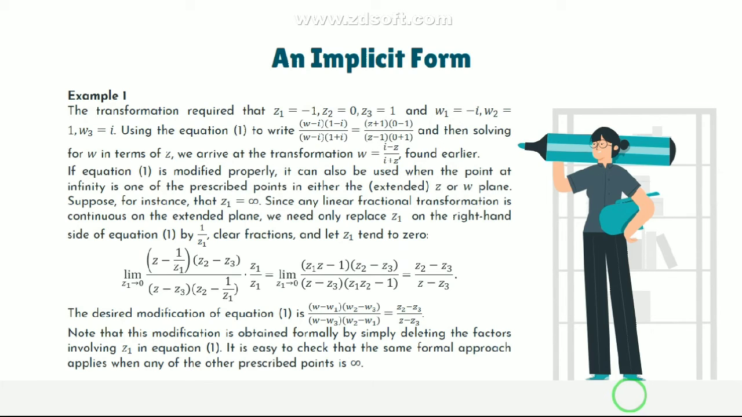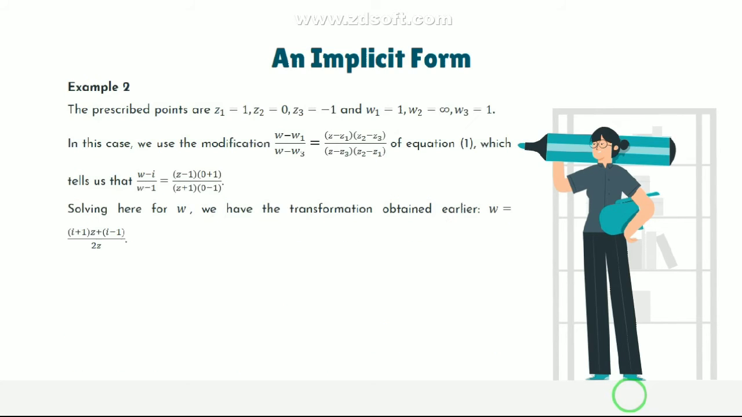The desired modification of equation 1 is (w - w1)(w2 - w3) over (w - w3)(w2 - w1) equal to (z2 - z3) over (z - z3). Note that this modification is obtained formally by simply deleting the factor involving z1 in equation 1. It is easy to check that the same formal approach applies when any of the other prescribed points is infinity.